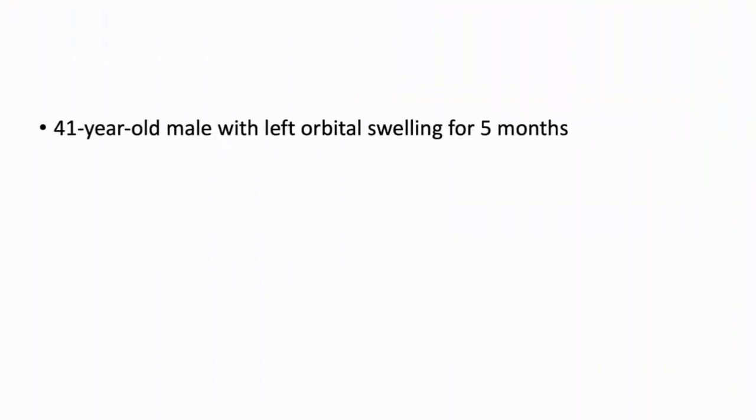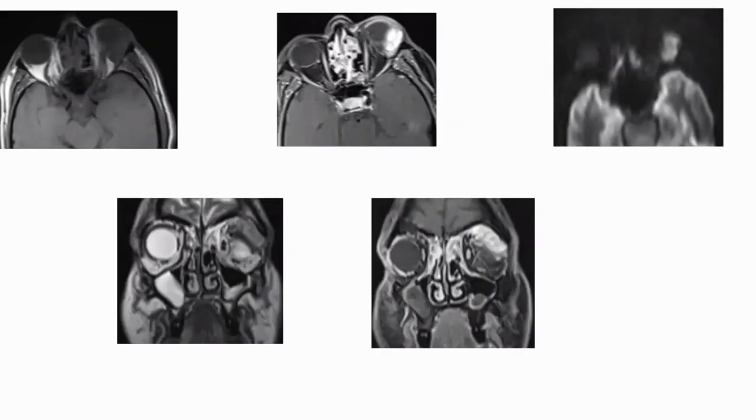41-year-old male with left orbital swelling for 5 months. I can see multiple MRI scans focused on the orbits. First one is T1. Second one is T1 with contrast. Third one is DWI. Fourth one is T2, and fifth one is T1 with contrast. That's it.